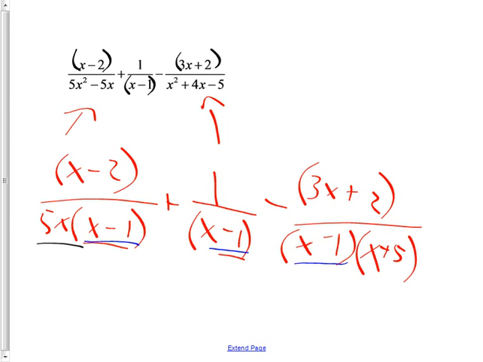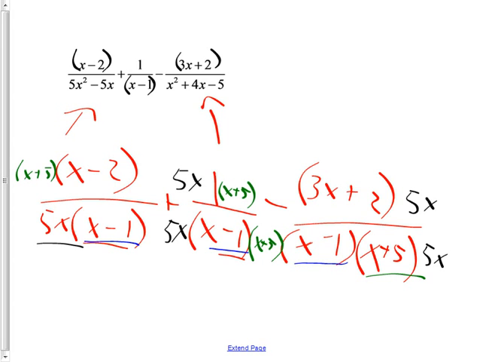This one has a 5x, so they all have to have a 5x. So this one needs a 5x, and this one needs a 5x. Now all have a 5x. Last is this one, a little x plus 5. Everyone needs a little x plus 5. So I need to put an x plus 5 right here, and an x plus 5 on top then to cancel it out. And here, an x plus 5, and here, an x plus 5. Now, do you agree that all three of them have the same denominator?